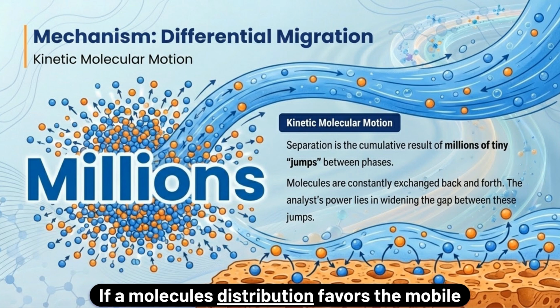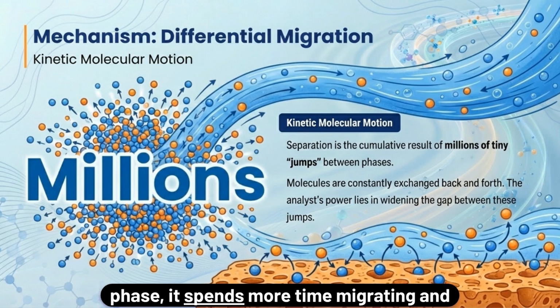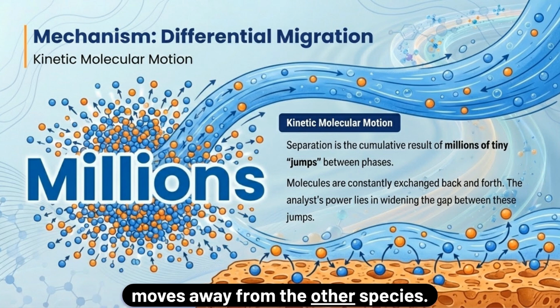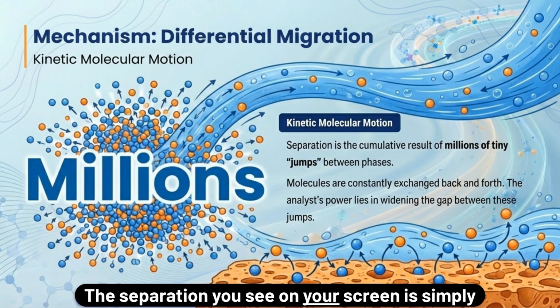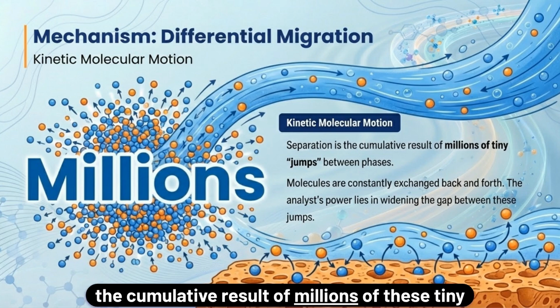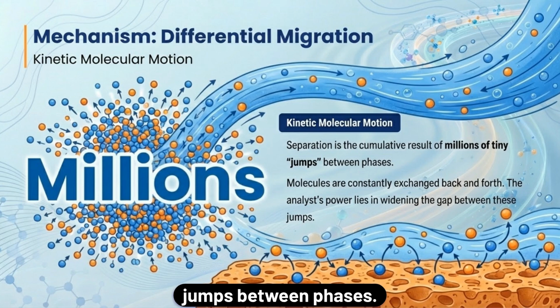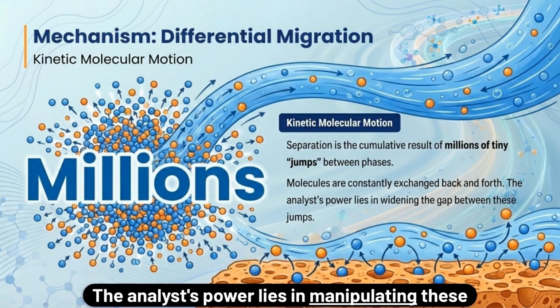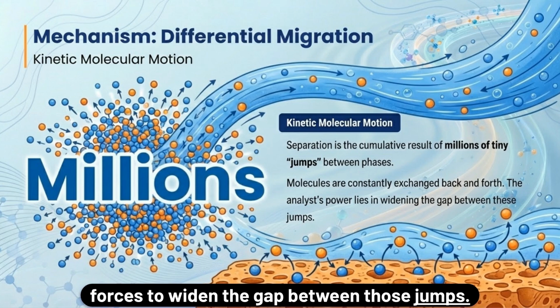If a molecule's distribution favors the mobile phase, it spends more time migrating and moves away from the other species. The separation you see on your screen is simply the cumulative result of millions of these tiny jumps between phases. The analyst's power lies in manipulating these forces to widen the gap between those jumps.